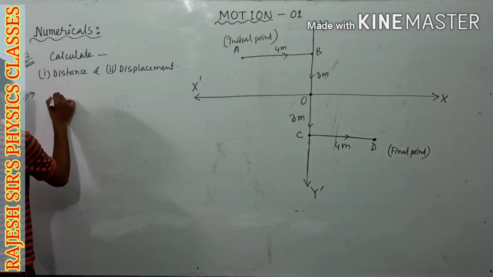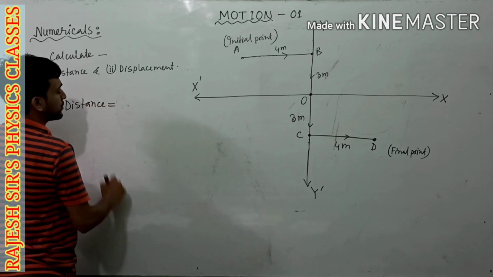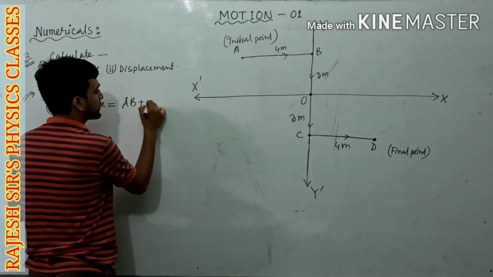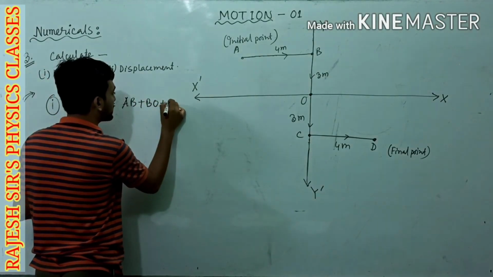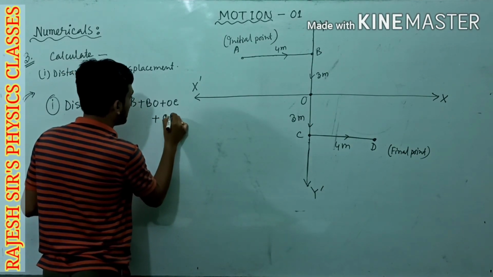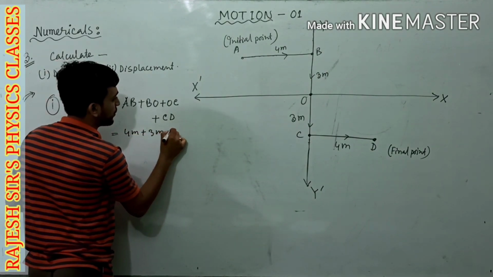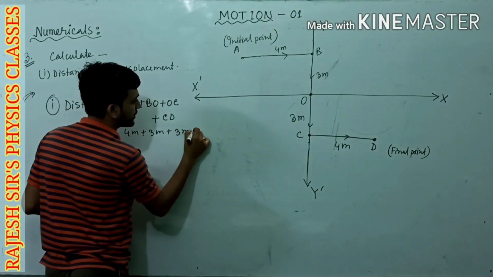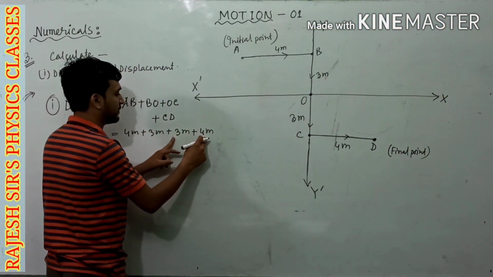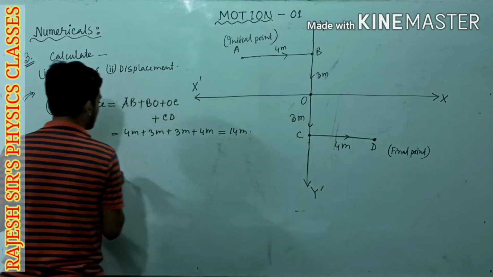So it is very easy to calculate distance. As you all know, distance is what? Total length of the actual path. Here actual path is AB plus BO plus OC plus CD. What is AB? 4 meter. What is BO? 3 meter. What is OC? Again 3 meter. What is CD? 4 meter. So 7 here, here also 7. 7, 7. It will be 14 meter.